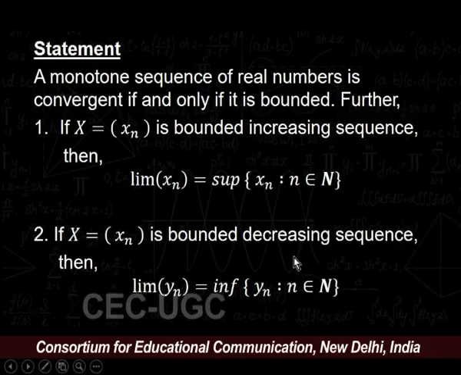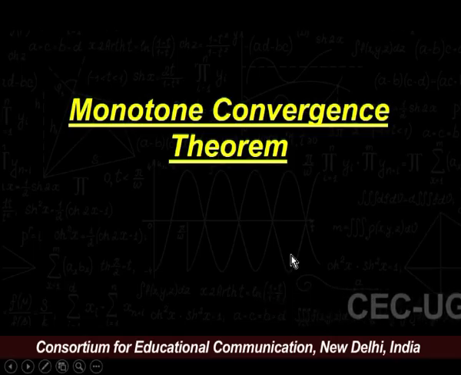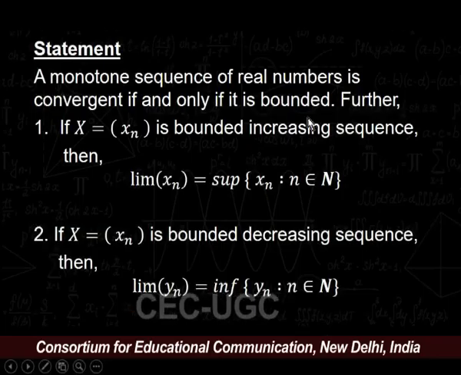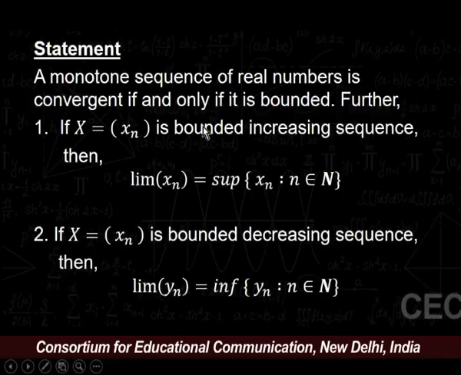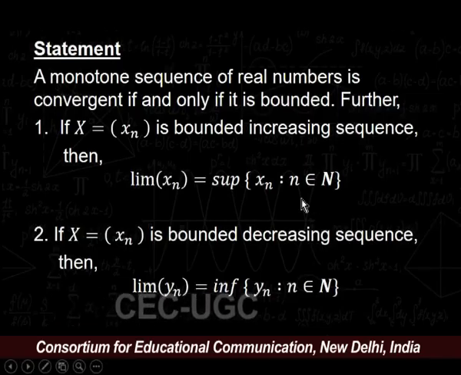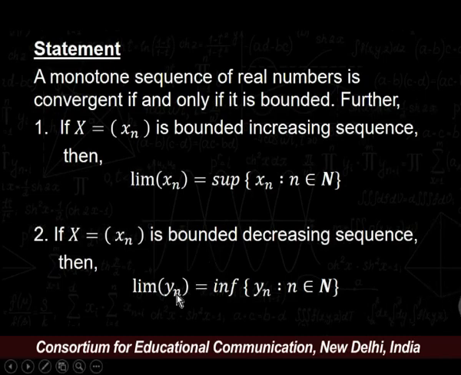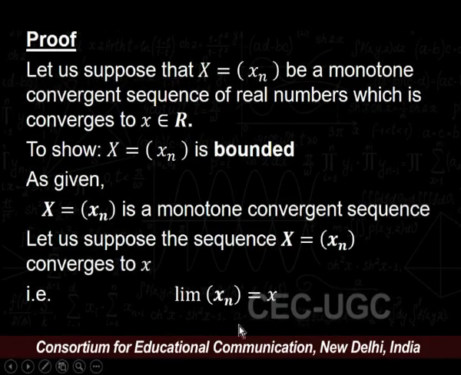I repeat this statement of the monotone convergence theorem. The monotone convergence theorem states that a monotone sequence of real numbers is convergent if and only if it is bounded. Further, if (x_n) is a bounded increasing sequence, then the limit of x_n is equal to the supremum of x_n. And if (y_n) is a bounded decreasing sequence, then the limit of y_n is equal to the infimum of y_n. Now, let us start with the proof.